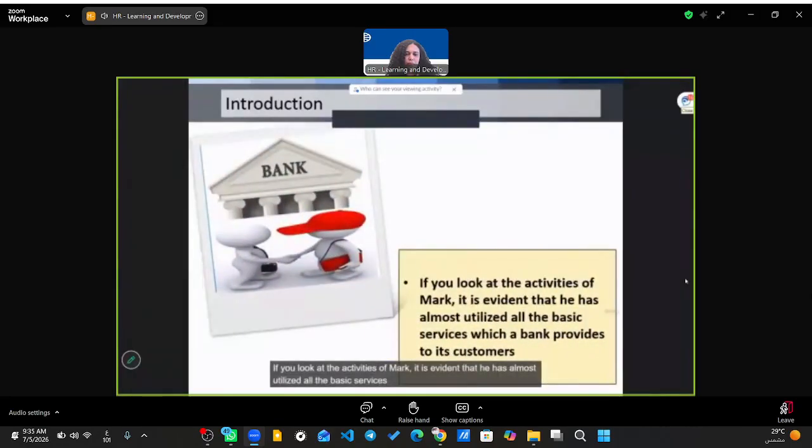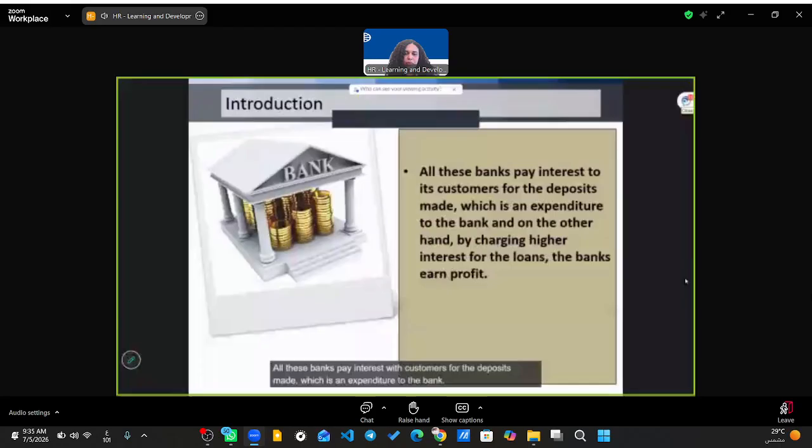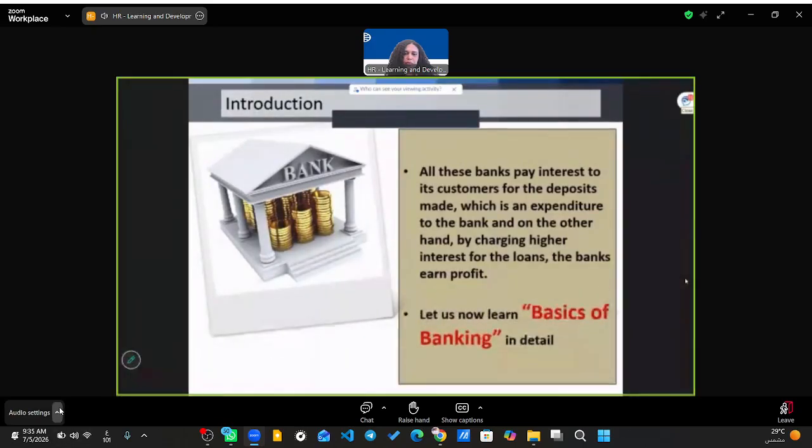If you look at the activities of Mark, it is evident that he has almost utilized all the basic services which a bank provides to its customers. All these banks pay interest to its customers for the deposits made, which is an expenditure to the bank, and on the other hand, by charging higher interest for the loans, the banks earn profit. Let us now learn basics of banking in detail.